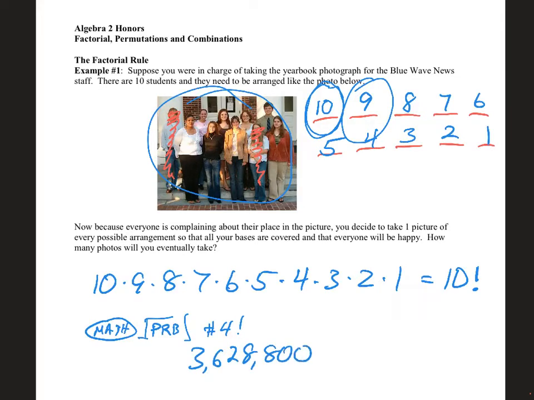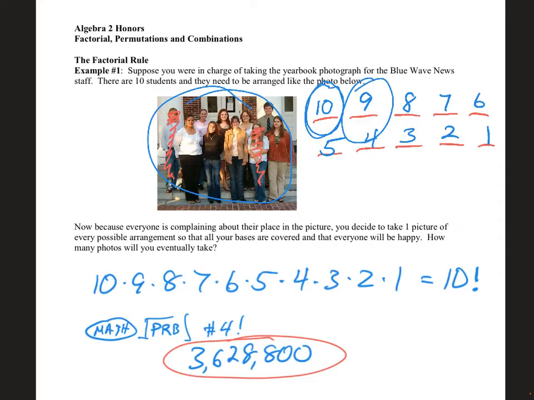3,628,800. That's how many photos you would have to take if you decided to take one of every possible arrangement of these 10 people. And this is what I mean by counterintuitive, is that when I ask students to guess, their guesses are, you know, in the thousands or something like that. Sometimes you get a few students who have seen factorial before, and you might get a correct answer.